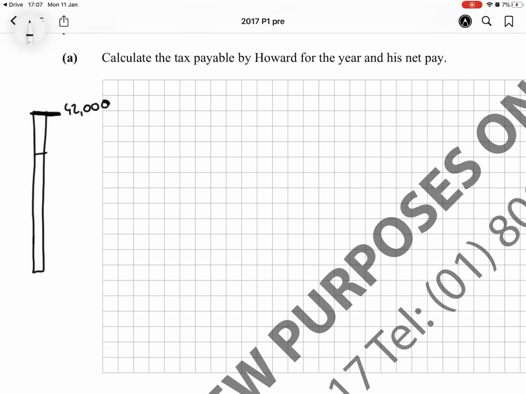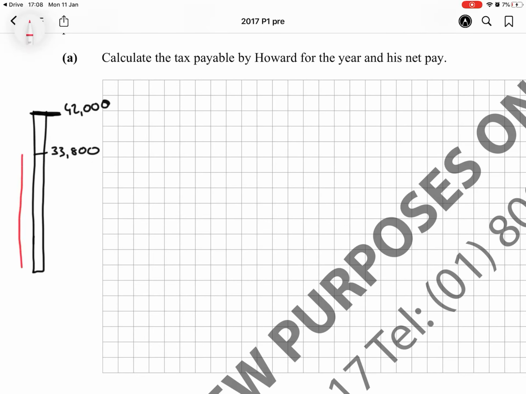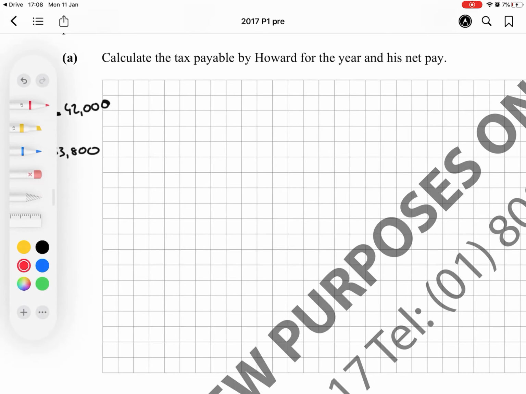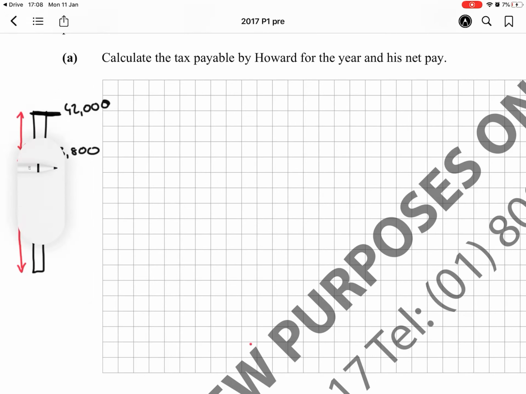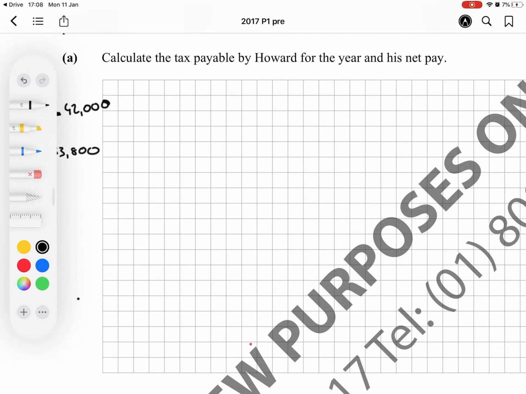So I'm going to go up to my 33,800 on that bar. Now let's have a look and see how we can represent this graphically. This lower bit here will be on a certain tax band, and then everything above this will be on another tax band. In this case I think they're 20% and 40%, I think.